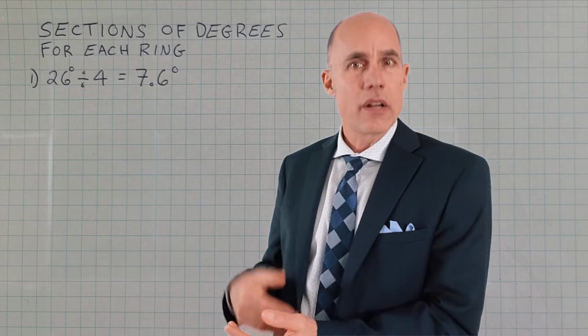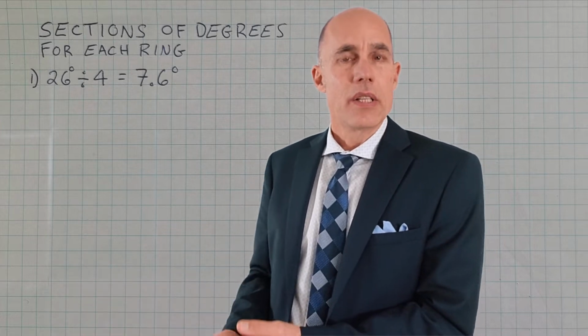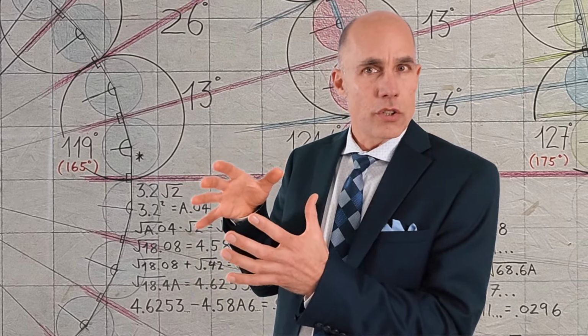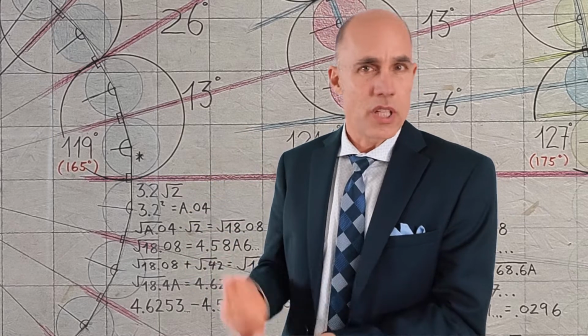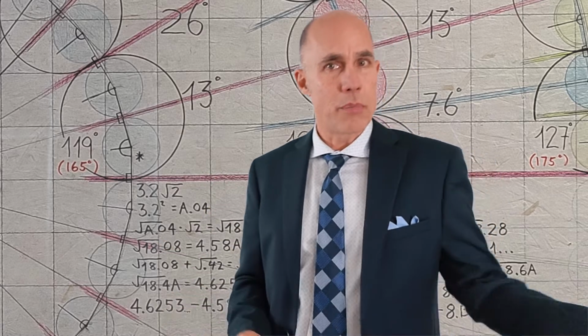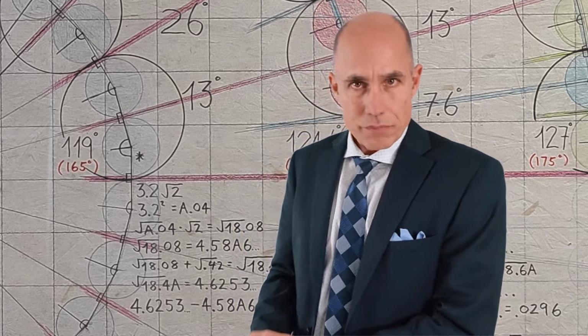And so we're going to do that for each consecutive ring, dividing 26 by the number of large circles, which is going to be a unit of 4. So it's going to be 4, then 8, then 9, A, B, 10, and so on. We'll see that progress in the videos to come.